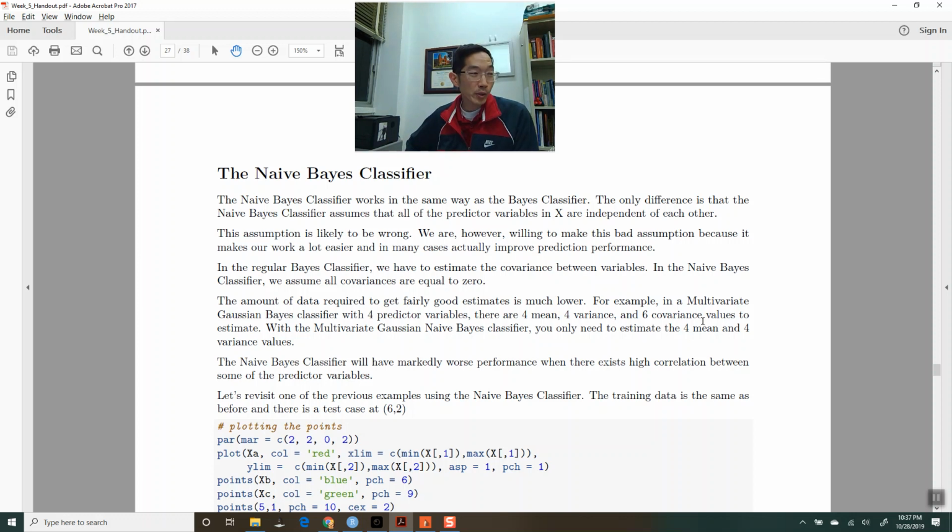You're going to get bad performance if there is high covariance between two of the x variables. This is where your knowledge of the data will play a role. I always emphasize that you can't just take a machine learning algorithm like the naive Bayes classifier and throw it at some data without understanding anything about the data. When you understand the data, you can say, oh, I know that these two variables are highly correlated.